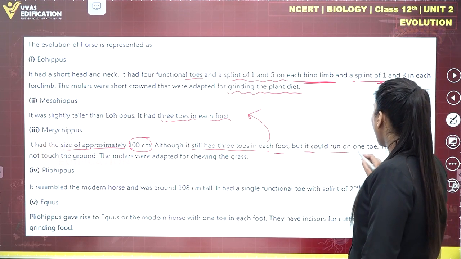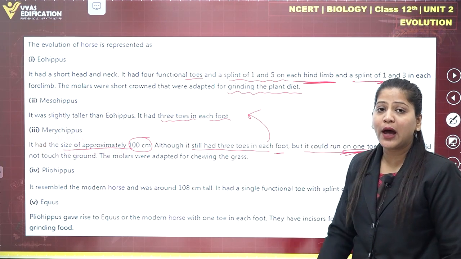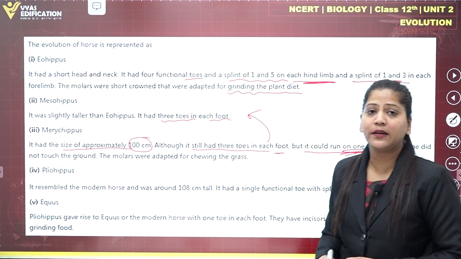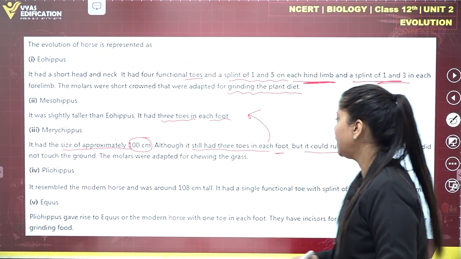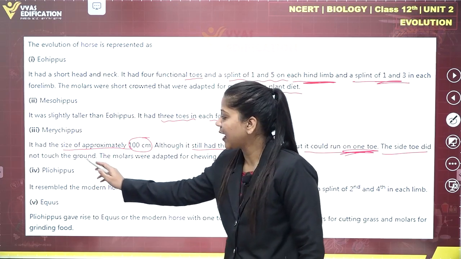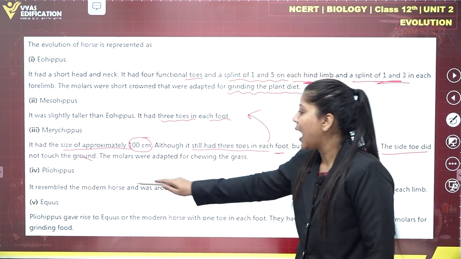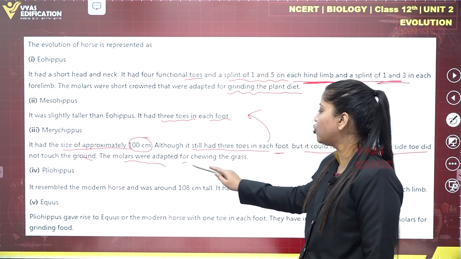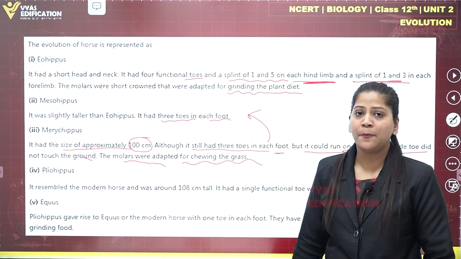But it could run on one toe. This is the evolution which was actually depicted in Merychippus, right? Now, the side toe did not touch the ground, and the molars of Merychippus were adapted for chewing the grass, right?